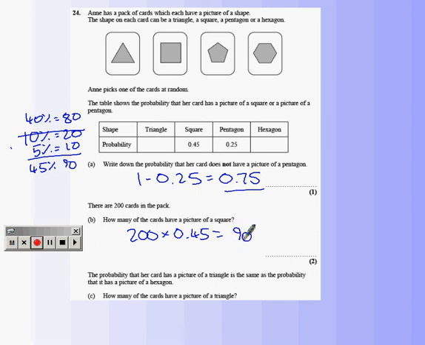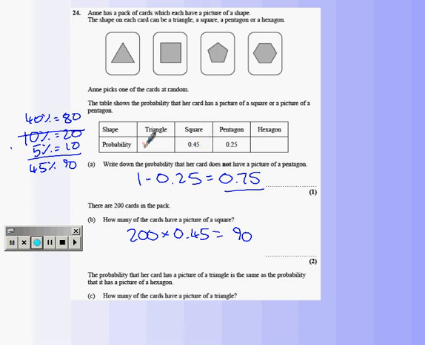Now, tricky question at the end, where we're told that the probability that her card has a picture of a triangle is the same as that of a hexagon. How many of the cards have a picture of a triangle? So the first thing we have to do is work out the probability of a triangle and a hexagon. So we know that these two numbers at the moment will add up to 0.7.